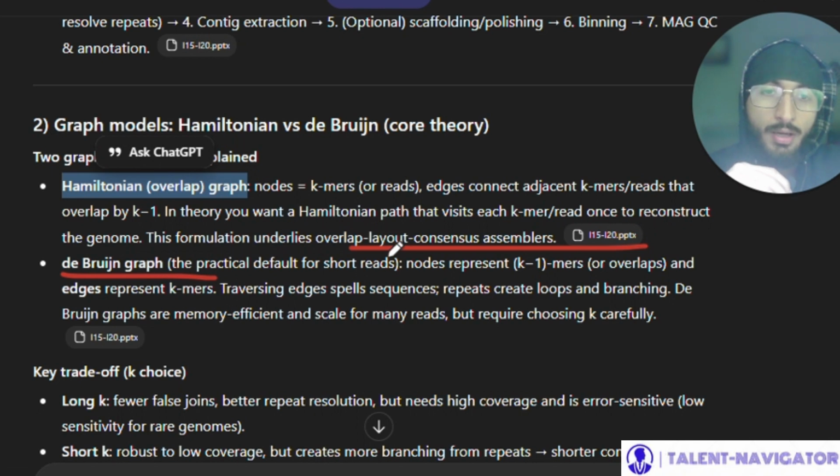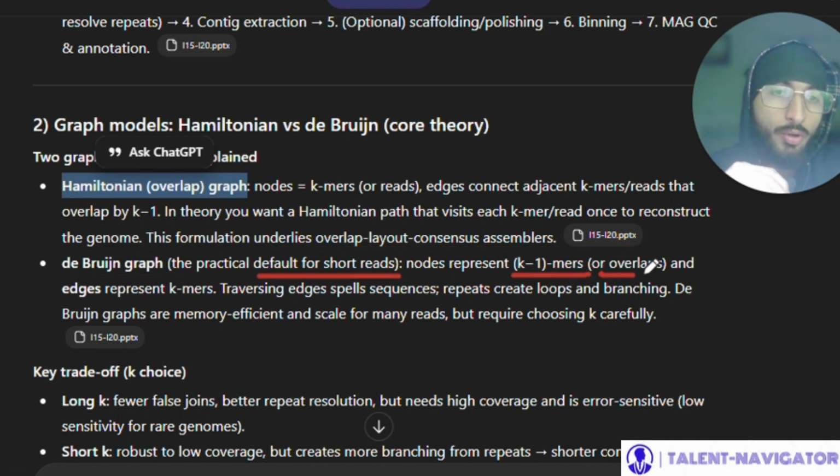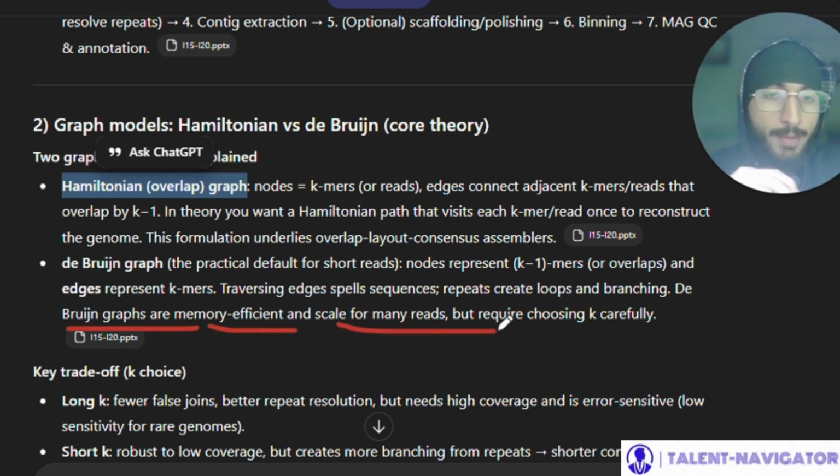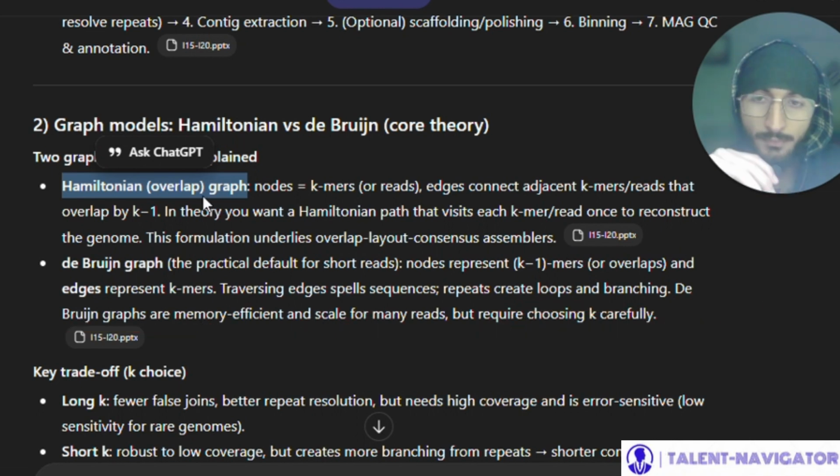This formulation underlies overlap-layout-consensus assemblers. Then we have the De Bruijn graph, which is the practical default for short reads. Nodes represent k-1 mers or overlaps, and edges represent k-mers. Traversing edges spells sequences; repeats create loops and branching. De Bruijn graphs are memory efficient and scale for many reads, but require choosing k carefully. Okay, moving on.